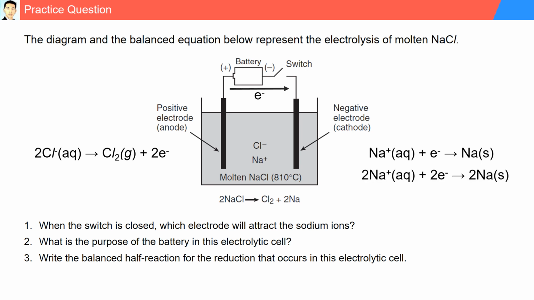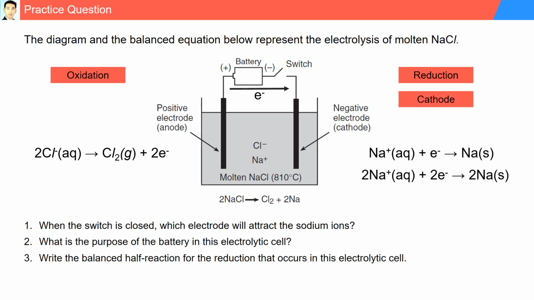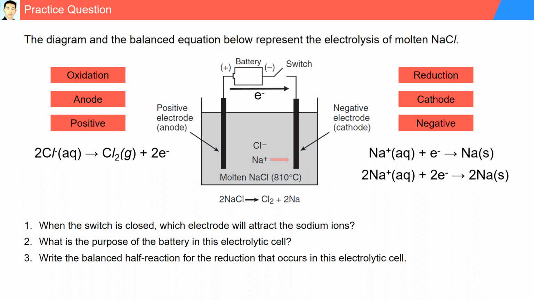To balance the equation, if 2 electrons are lost, 2 electrons are gained, so we have 2 sodium ions gaining 2 electrons to form 2 sodium atoms. Reduction is the gain of electron, while oxidation is the loss of electron. Reduction occurs at the cathode, while oxidation occurs at the anode. The cathode is negative, and the anode is positive.